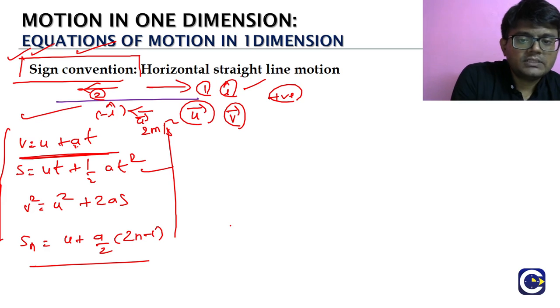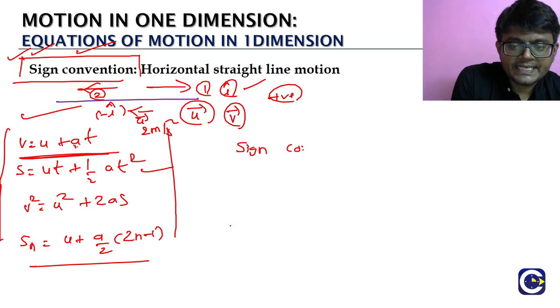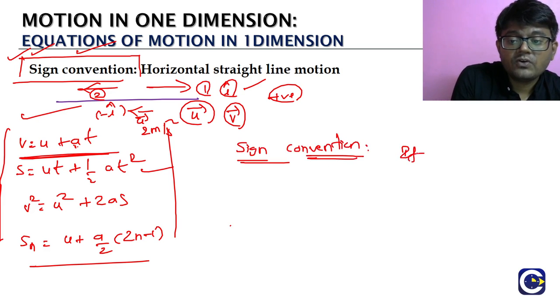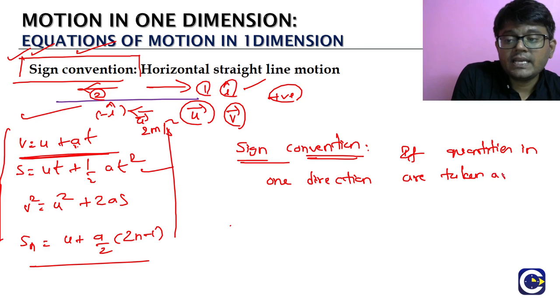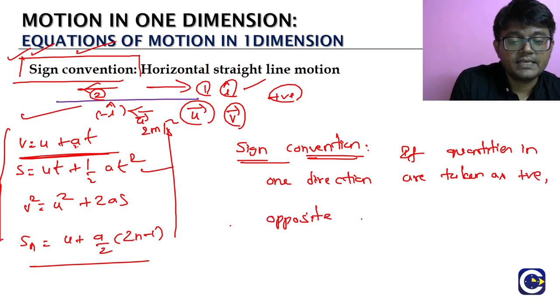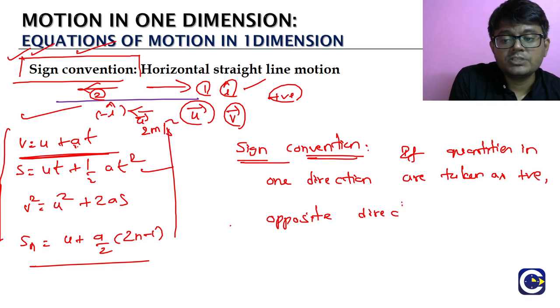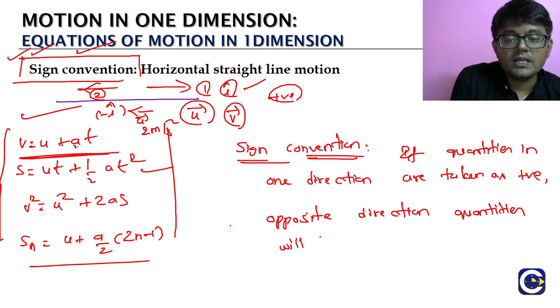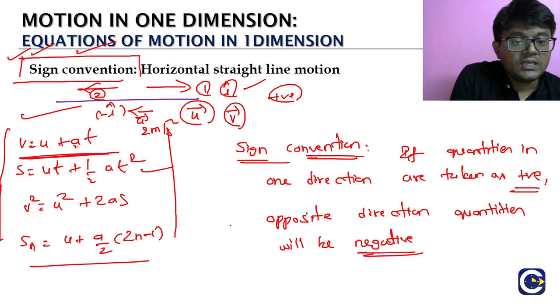So we'll talk about the basic concept of sign convention. What is the basic concept of sign convention? If quantities in one direction are taken as positive, then the opposite direction quantities, because here there will be only two possibilities, either one direction or the opposite, will be substituted as negative. So this is the basic concept of the sign convention.